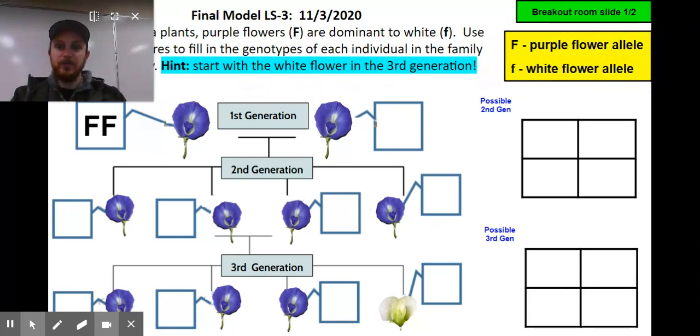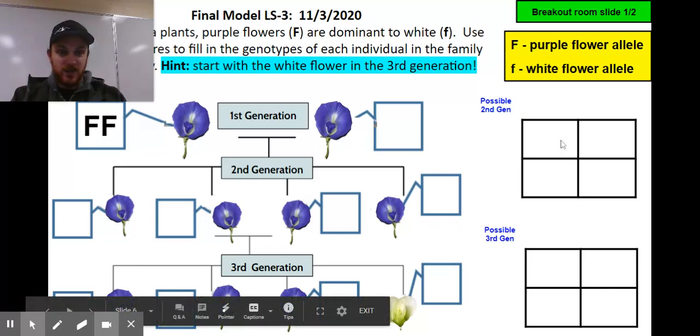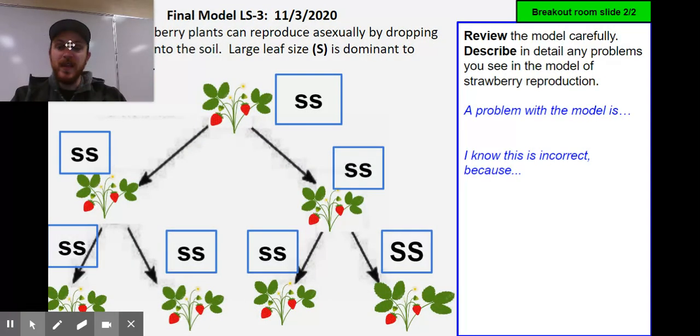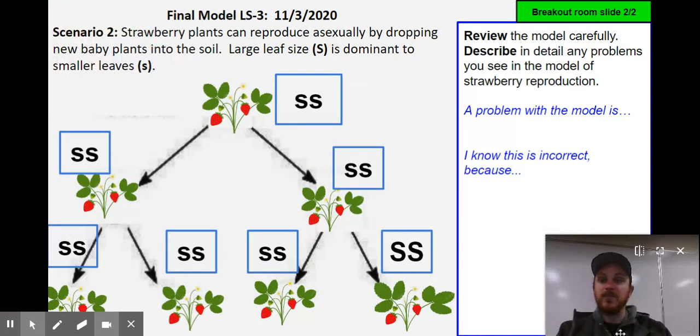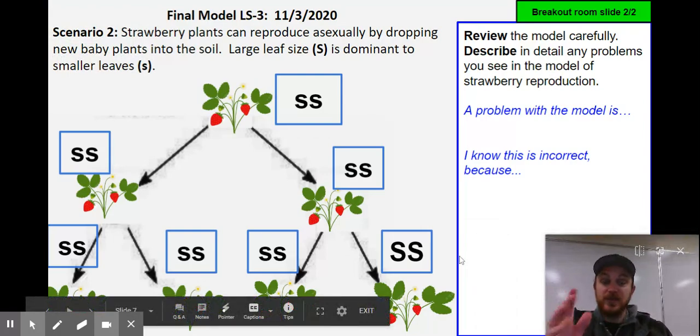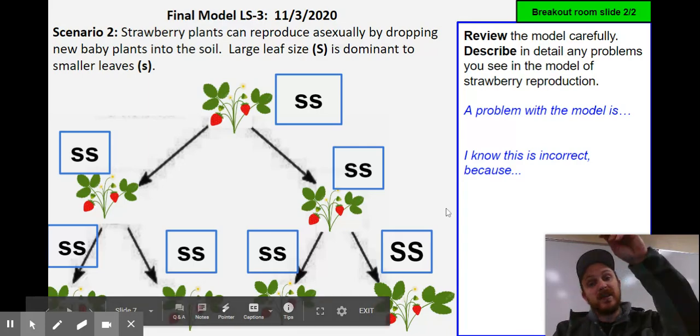Move myself out of the way here. Please use these Punnett squares. So this would be like the two parents in the first generation making the second generation. This would be the two parents in the second generation making the third generation. Then the second model is here. Strawberry plants, this is from the Do Now, if you remember, can reproduce asexually. They can reproduce asexually by dropping new baby plants into the soil.